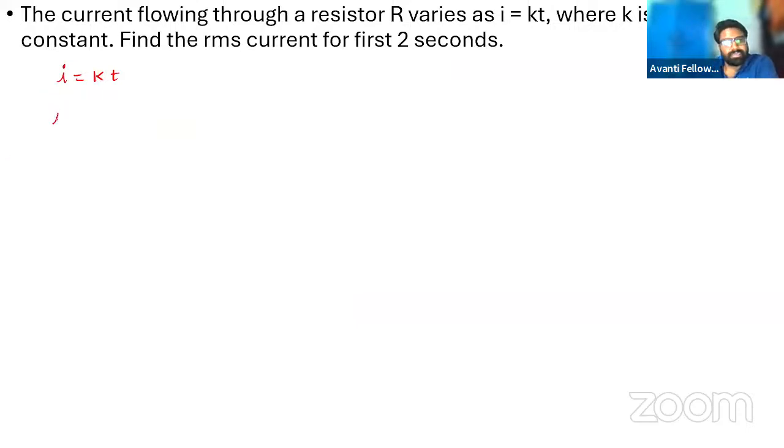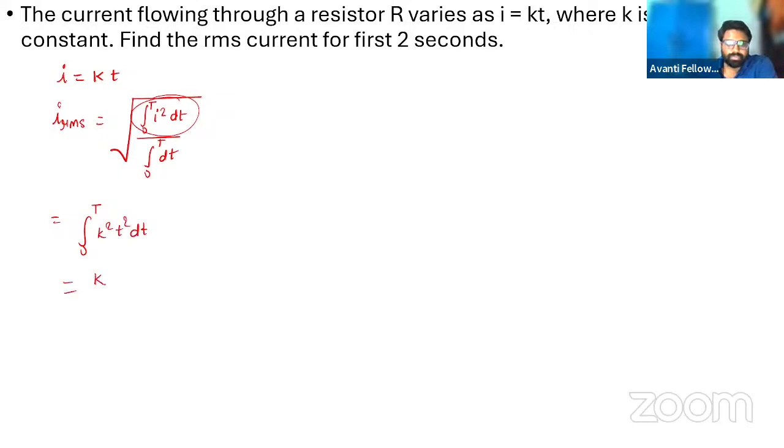So we can say that IRMS, again the root formula is same. It is square root of 1 by capital T integral 0 to capital T I square dt. Now firstly calculate this term separately. So it has become integral 0 to T k square t square dt. Okay, k square you can take common. This will become t square dt, and limits are 0 to capital T.